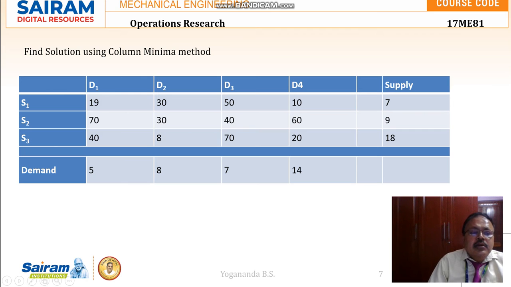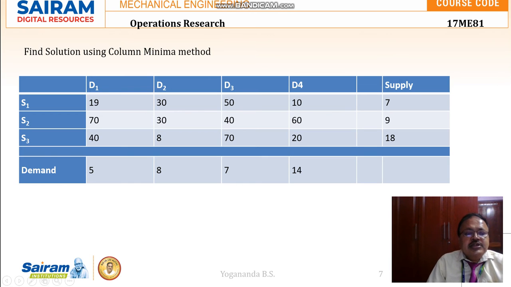So here the matrix given is showing the cost of shipment from supplier 1 to destination 1. The cost of shipment is 19 units of currency. Similarly, from S1 to destination 2 it is 30 units of currency. Like this, the costs of shipment from various suppliers to various destinations are given.